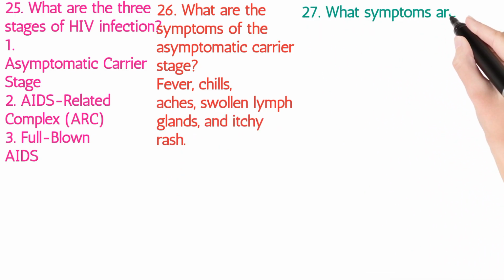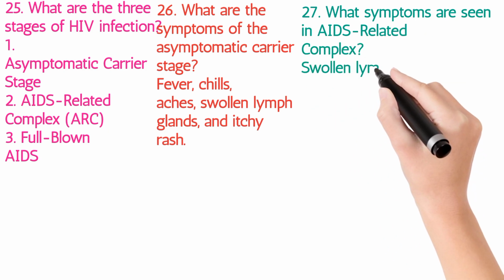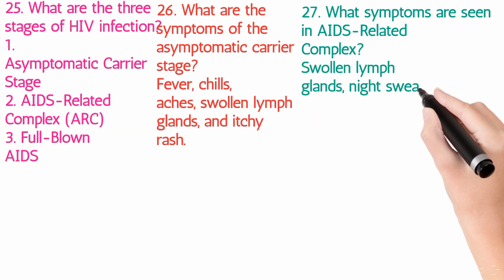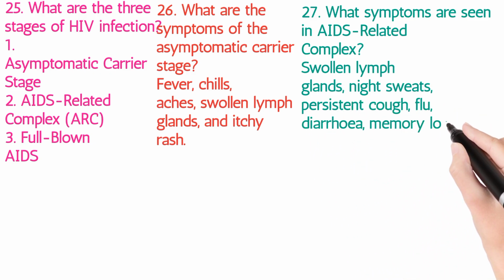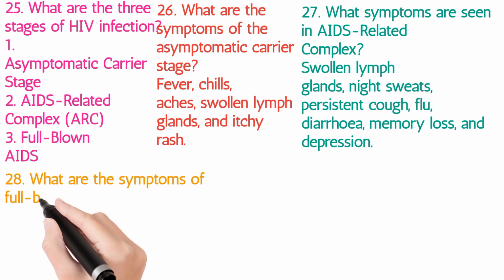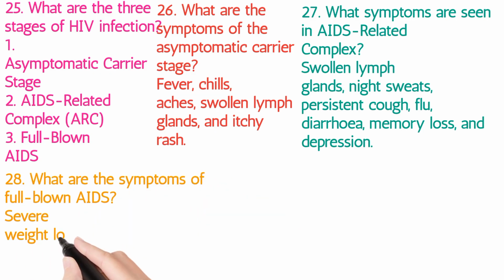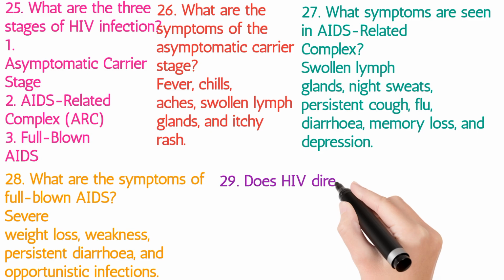27. What symptoms are seen in AIDS-related complex? Swollen lymph glands, night sweats, persistent cough, flu, diarrhea, memory loss, and depression. 28. What are the symptoms of full-blown AIDS? Severe weight loss, weakness, persistent diarrhea, and opportunistic infections.